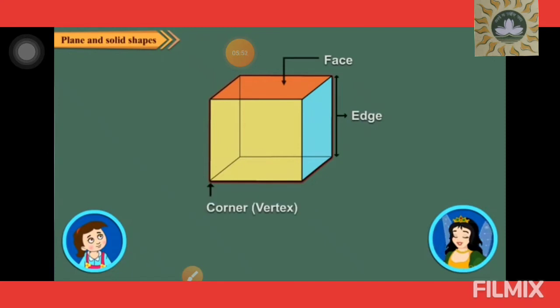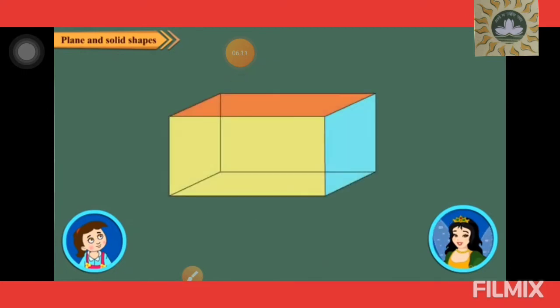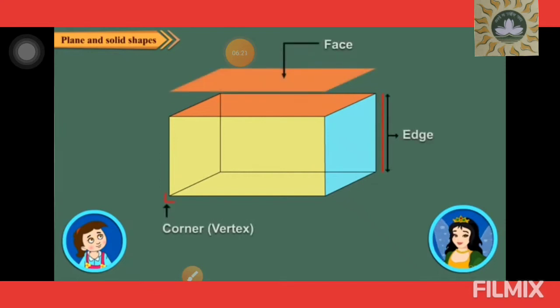Here is a solid shape. It looks like a dice. This is a cube. It has 6 flat faces. It has 12 edges and 8 vertices. And all its edges are equal. This is a cuboid. It looks like a pencil box or a brick. It also has 6 faces, 12 edges and 8 vertices.